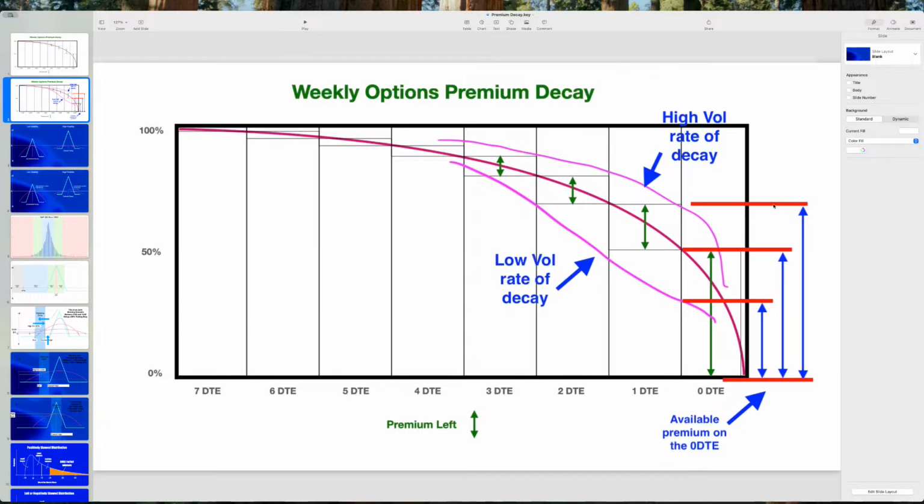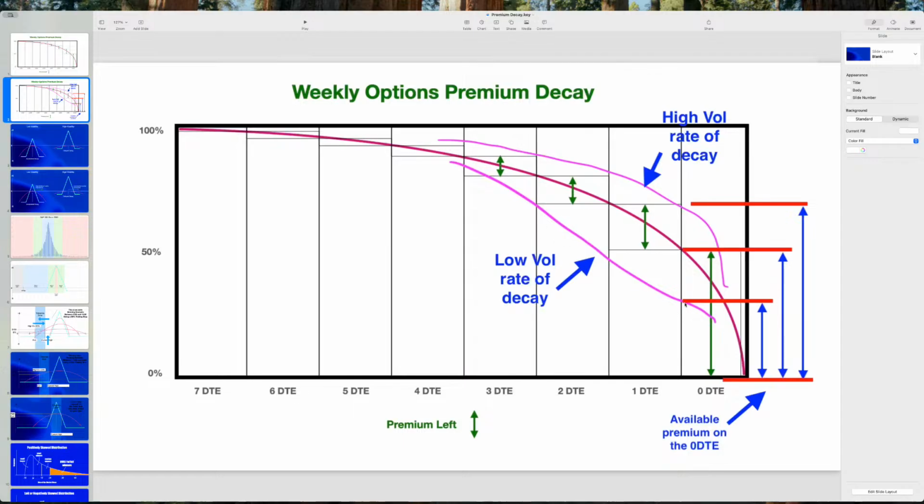The other extreme is super low volatility, very similar to what we have right now. Now, in super low volatility, the exact opposite happens. The rate of premium decay increases dramatically, so that a lot of the decay happens on the days previous to the 0DTE day. So this rate of decay, or decay line, kind of looks like this, and all the premium is sucked out, right?